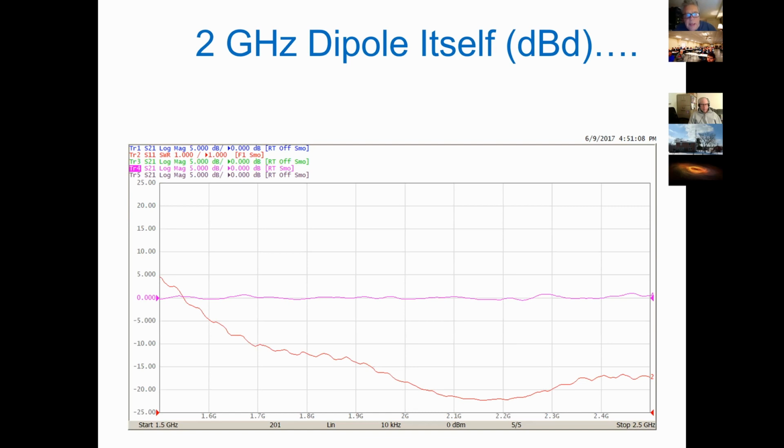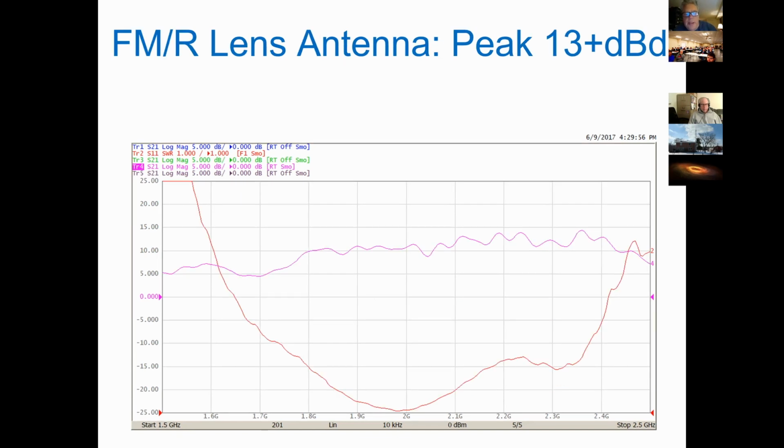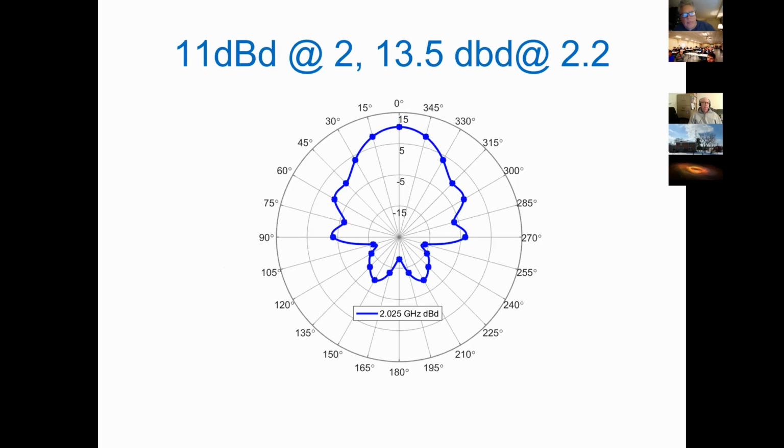Here you have just the dipole itself. Here is that weird looking antenna that has a regular reflector, but one of these fractal metamaterial card loops in front of it. And you can see how much the gain has gone up. All right, what does that look like? Well, here's the power pattern, by the way, and sure enough, it looks kind of like a Yagi.